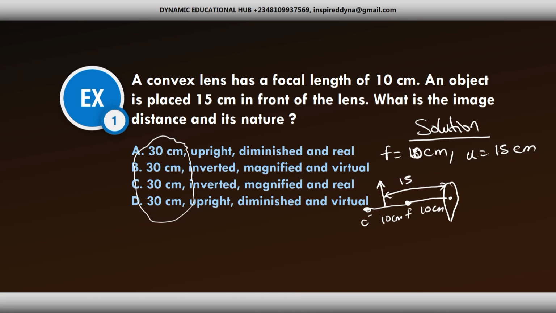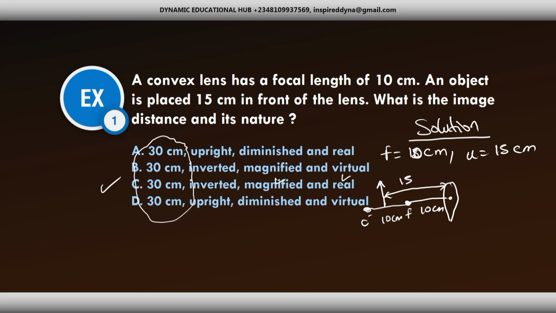And what is the nature of the image when an object is placed between the center of curvature and the focal point? I've given you a clue. The first thing is that it's going to be magnified. The next thing is that it's going to be real. So we have magnified, real. The last thing is that the image is going to be inverted. So the correct answer here is going to be C: inverted, magnified, and real.